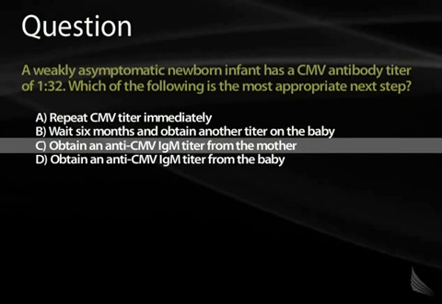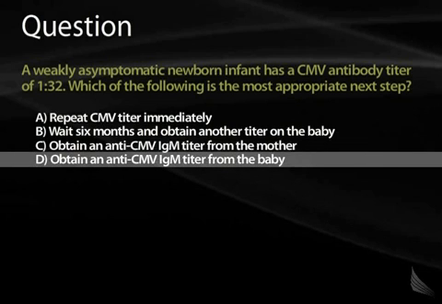Well, we know it's not going to be C, because antibody titers from the mom are not going to be very helpful. IgM from the baby is going to be helpful because IgM won't cross the placenta and therefore will have been produced by the baby. Okay? So if we have that, we know that the baby has been recently exposed to CMV, and the baby is mounting an immune response. Repeating the titer may just give us the same information and won't give us anything new.